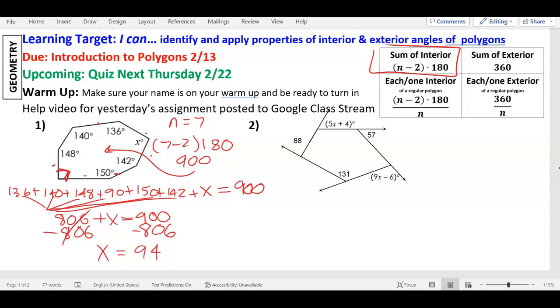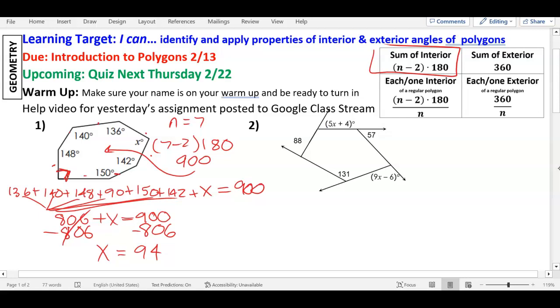Exterior angles, right? Look over here. Did we talk about exterior angles too? They're exterior because literally they're on the outside if you extend the lines, right? Now, they're not all exterior. Look, 88 is exterior. 5x plus 4, exterior. 57, 9x minus 6. But look, 131 is not exterior. If you treat it like it is, you're going to get the wrong number. Okay? Right?